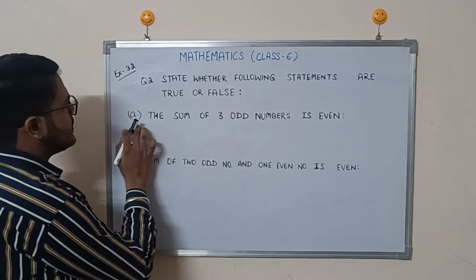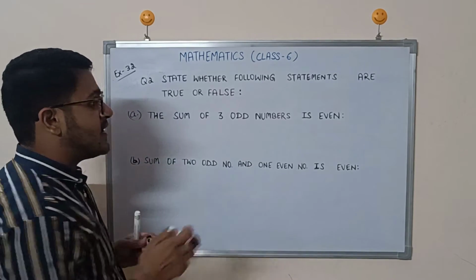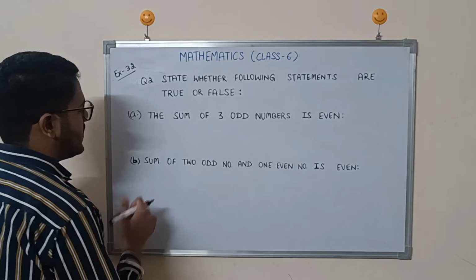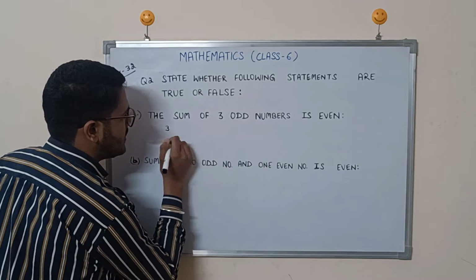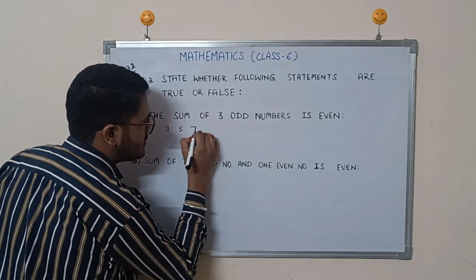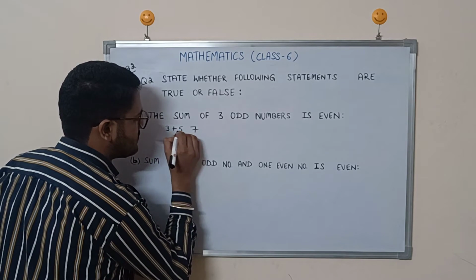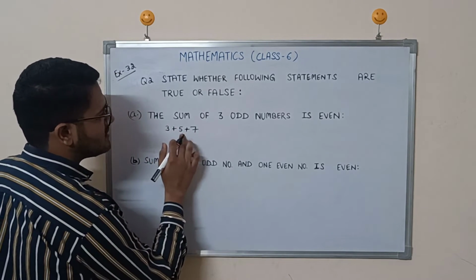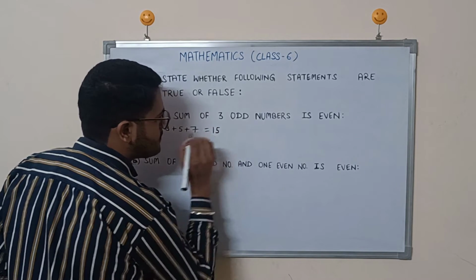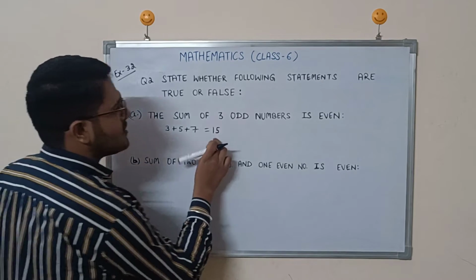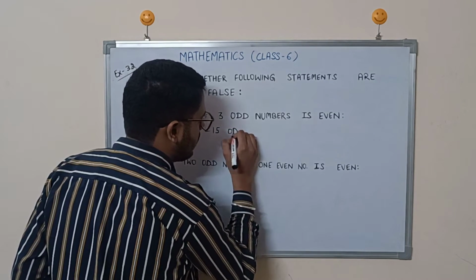So the first statement is part A. The sum of three odd numbers is even. We will try to solve all this with the help of examples, right? So let's take any three odd numbers. Let's say we take 3, 5 and 7. Now we have to sum these values. 3 plus 5 plus 7 is what? 15. Is 15 an even number or odd? Odd, right? 15 is odd.